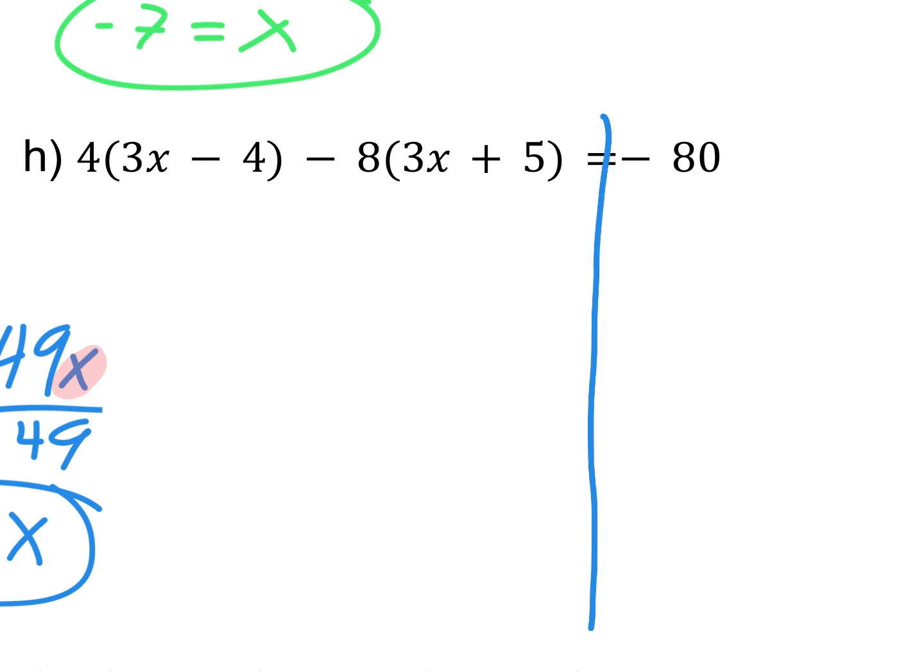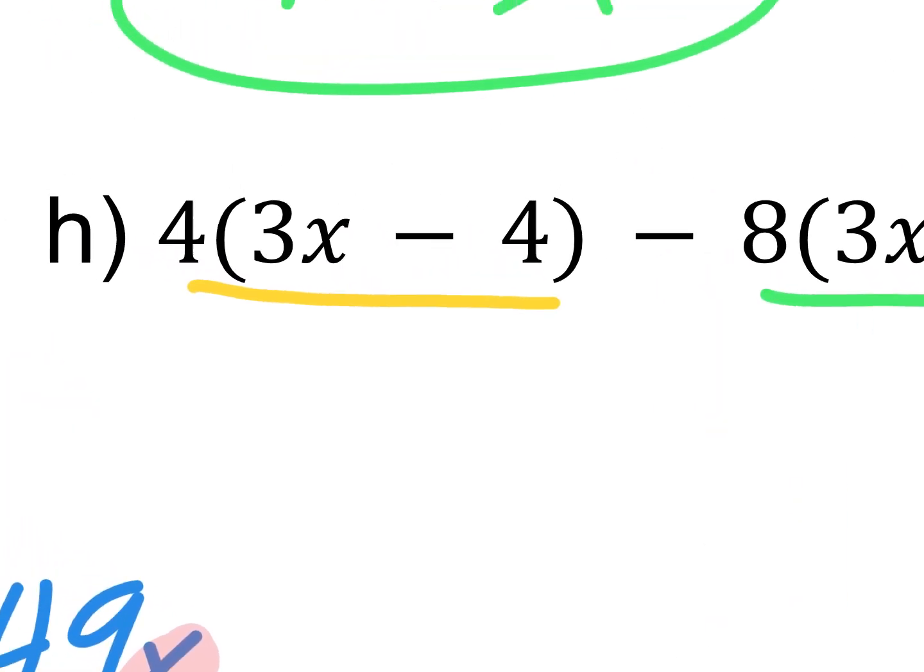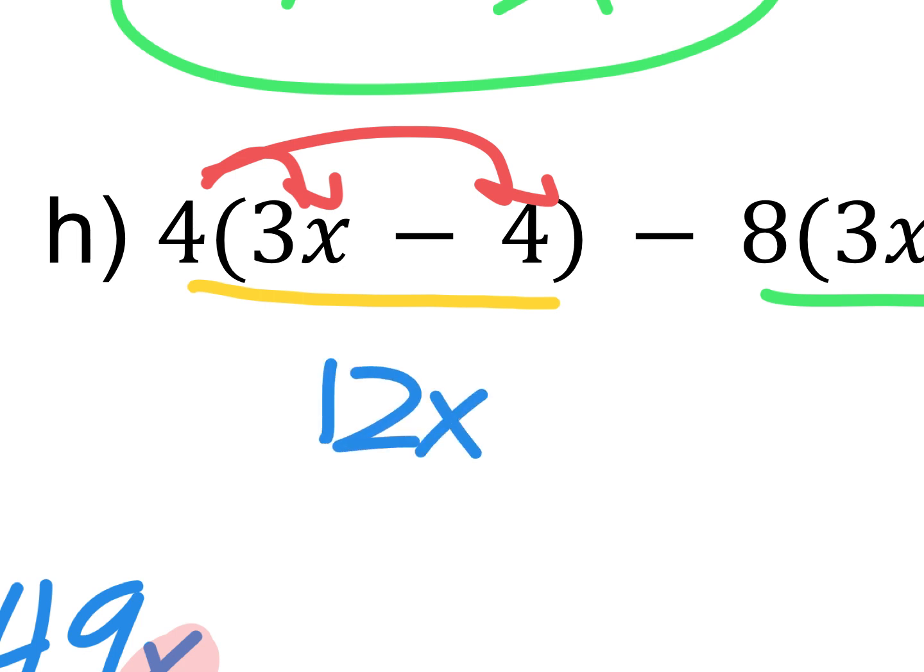Big thing to notice, we have this set of parentheses, and then we also have this set of parentheses. This means we are going to distribute twice. So first, I'm going to look at this yellow one that I did. So I'm distributing 4 into both of these. So when I do that, 4 times 3x gets me, let's write out here, 12x. And then 4 times minus 4, that will be minus 16.